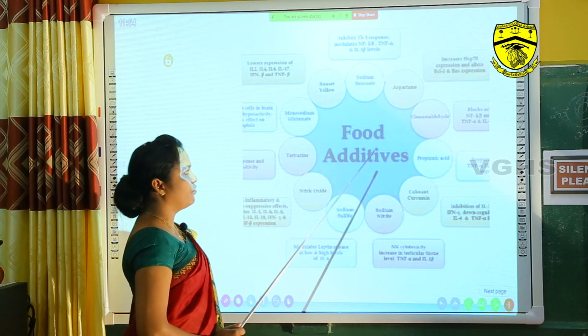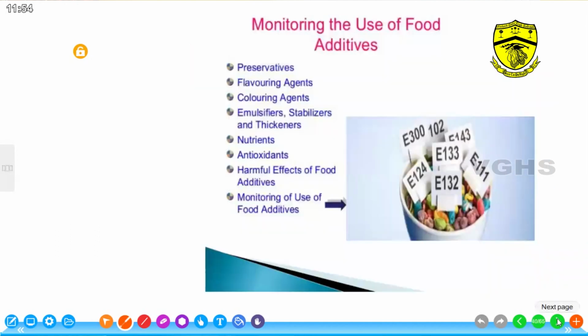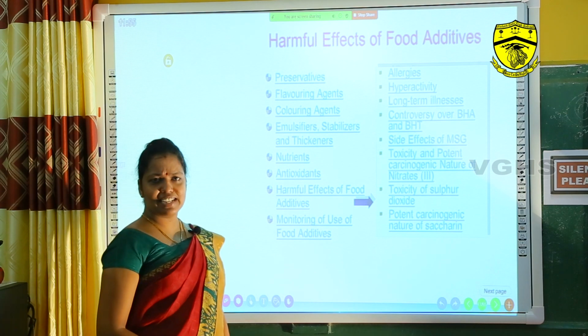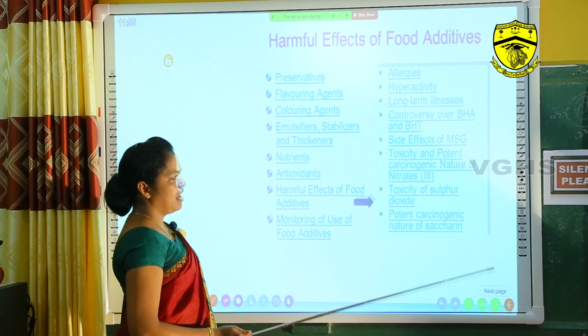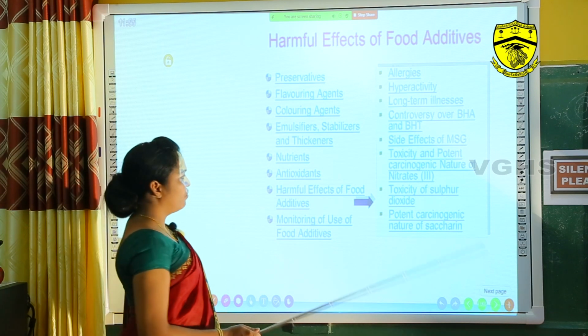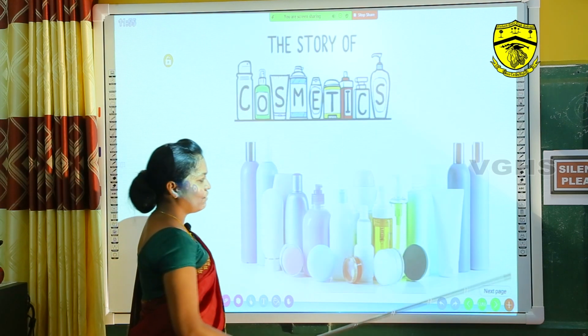And this is another part, food additives. Why do we use food additives? Food additives serve flavoring purposes, as preservatives, coloring agents, emulsifying agents, nutrients, and antioxidants. So we use food additives in this manner, and we are induced to consume the food. That's not good for our health too. It causes cancer problems, allergies, hyperactivity, and toxicity too. So the preservatives we use in food additives are not suitable for our daily life activities.